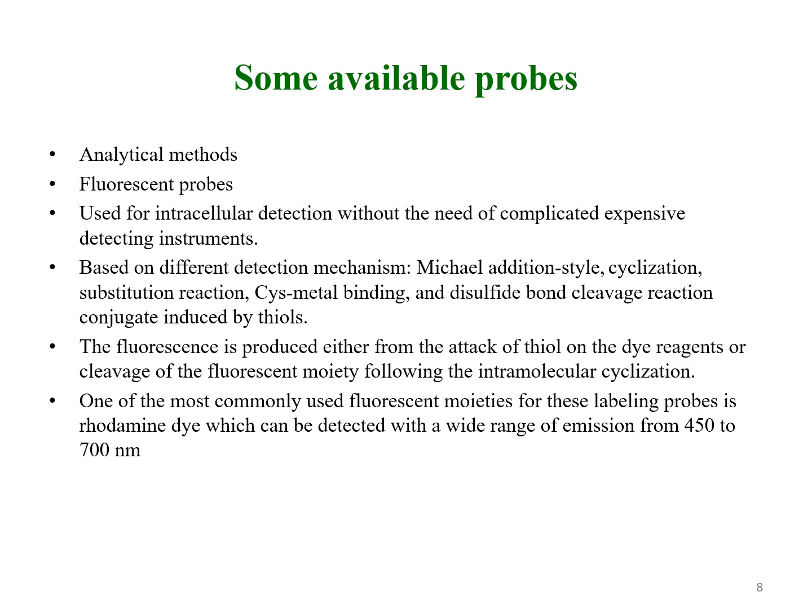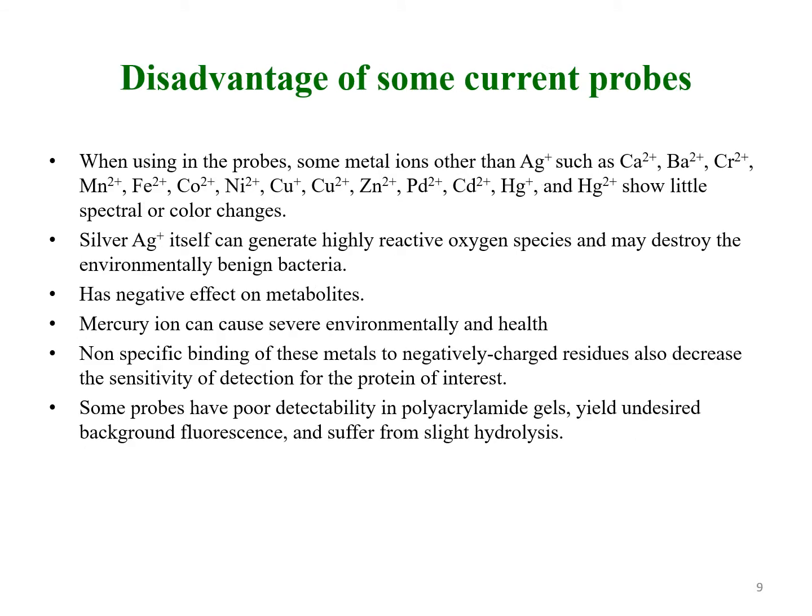Fluorescence is produced in either of two ways, either from the attack of thiol from dye reagents or the cleavage of a fluorescent moiety. One of the most common fluorescent moieties is rhodamine dye due to its wide range of emission. Although these all work wonderfully, there are disadvantages that we aim to overcome with our specific probe.